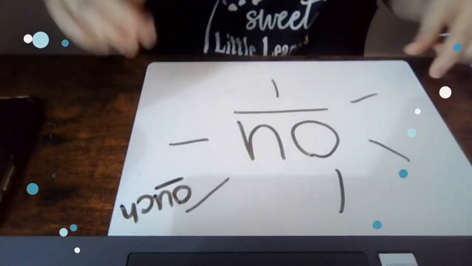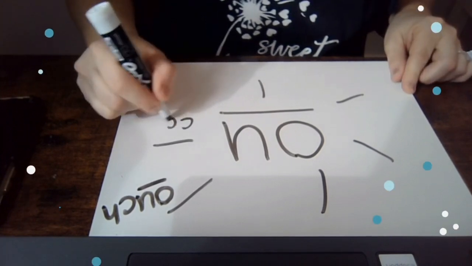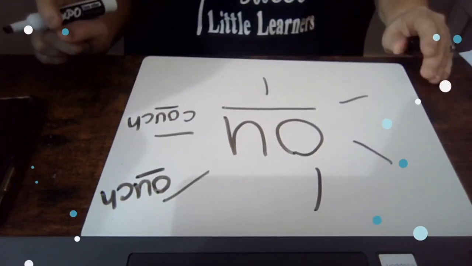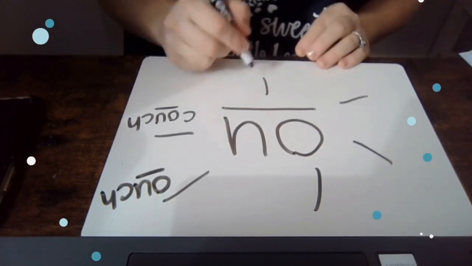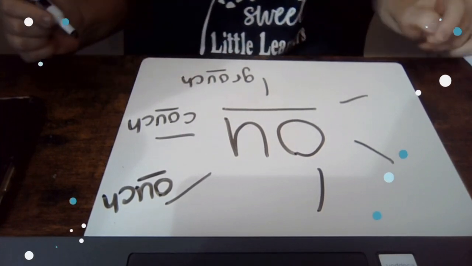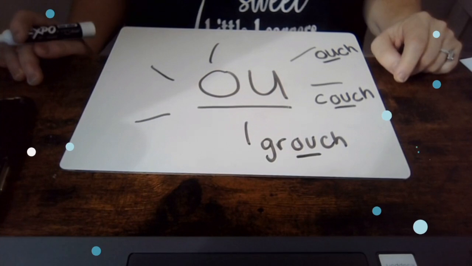Ouch. Oh, good one. Ouch. We hear that at the beginning of the word. What about something you sit on? Ouch. Yeah, couch. That one's in the middle of the word. Can you think of another one? Ouch. Don't be a grouch. That one's also in the middle of the word.